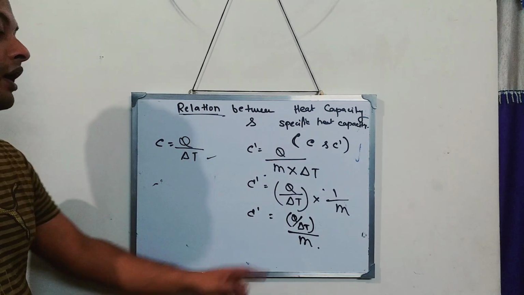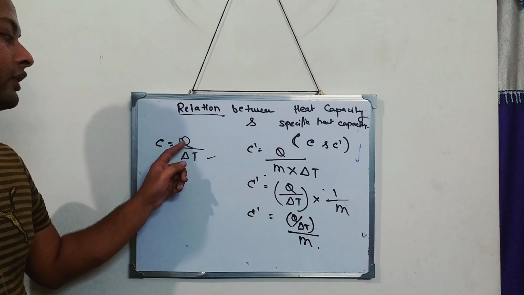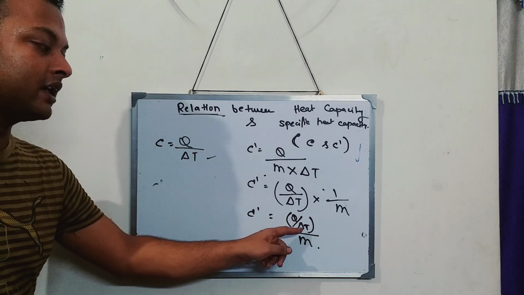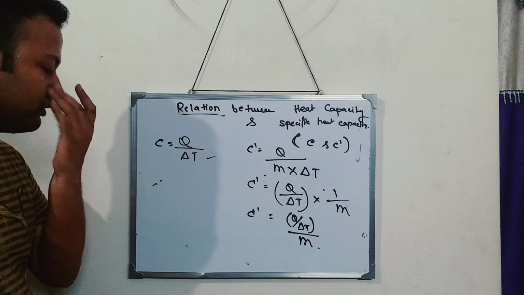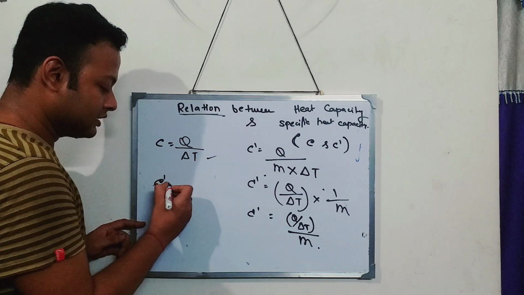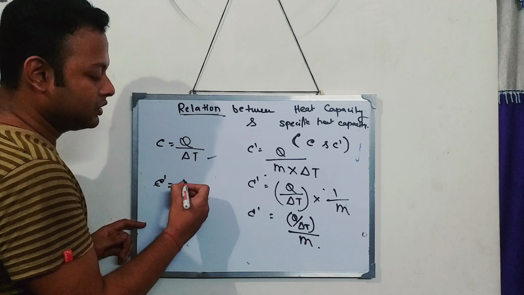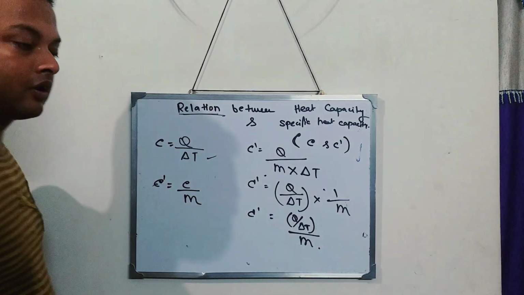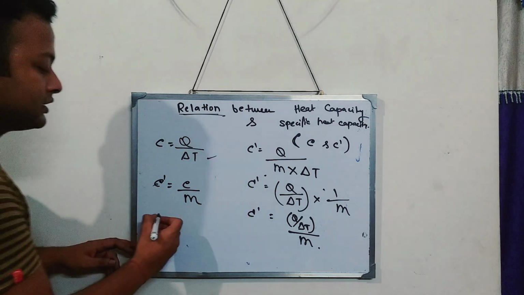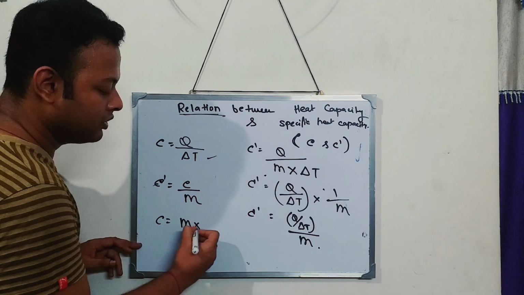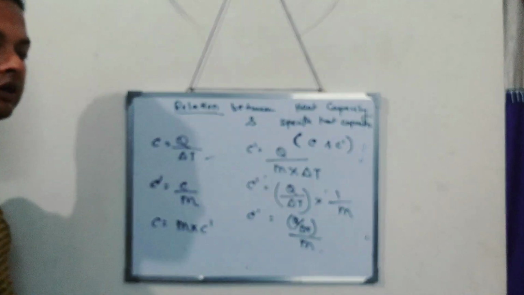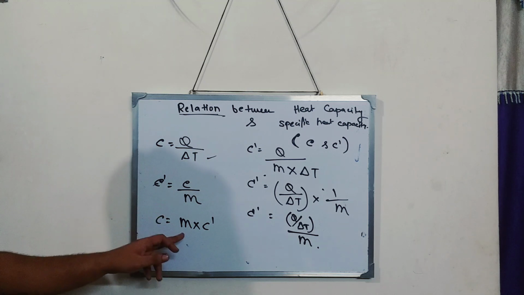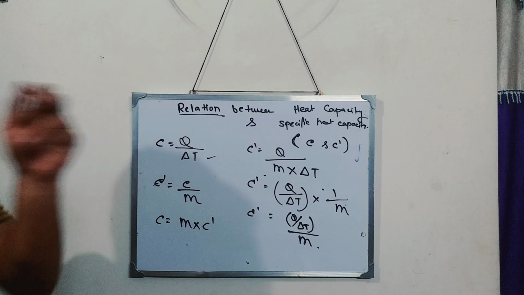Now, I know Q by delta T is how much? Q by delta T is C. I know Q by delta T is heat capacity. So, what will I write? C dash is equal to Q by delta T, and down is M. So I can say over here, C is equal to M into C dash. Means what? Heat capacity is equal to mass into specific heat capacity.